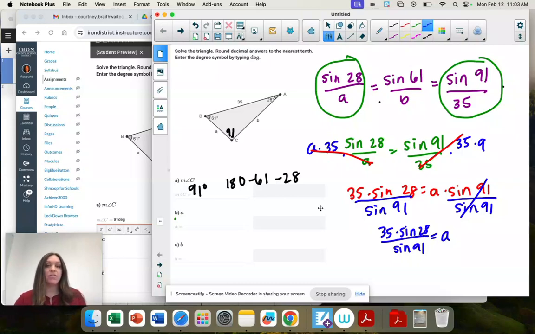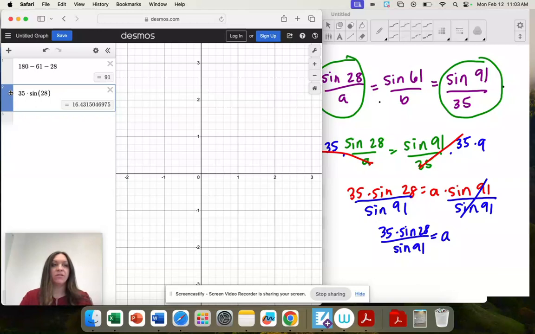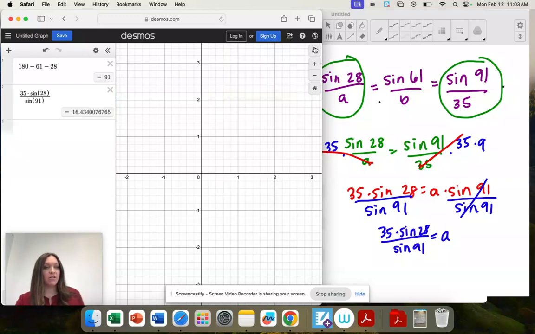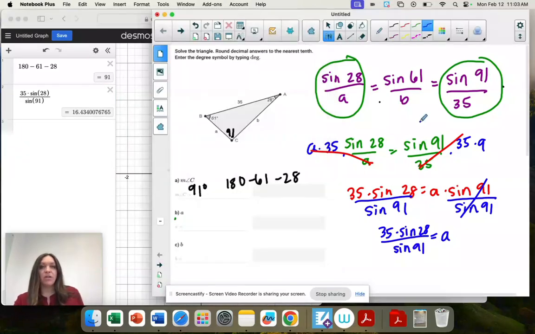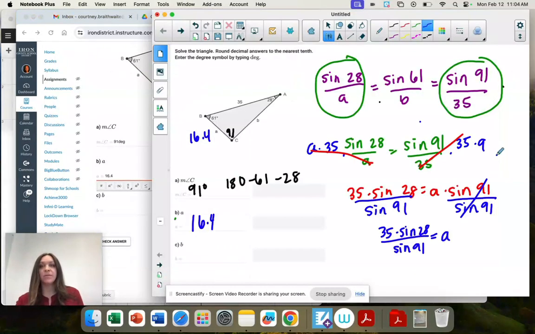And we're going to just put that in our calculator. So I have 35 times sine of 28, and that's all divided by sine of 91. Make sure you're working in degrees. I changed it already. And then we're rounding to the nearest tenth, so it's 16.4. And that looks right? Make sure on your triangle, your answer, that it makes sense. And that does seem like that could be the right answer.